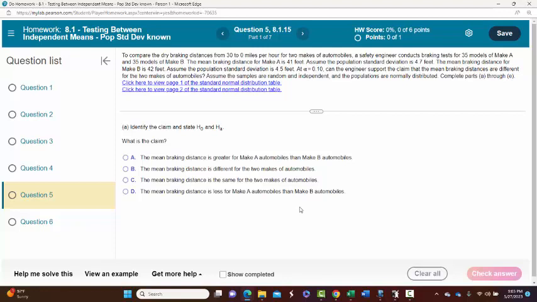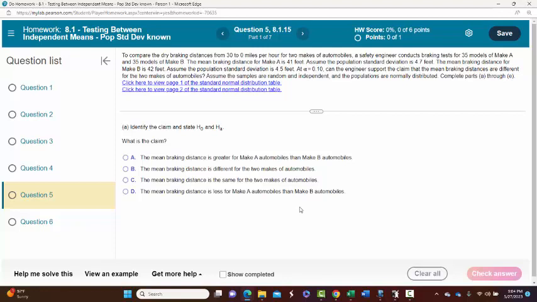We're comparing dry braking distances of 2 makes of automobiles. Safety engineer conducts braking tests for 35 models of make A and 35 models of make B. So make A will be group 1, make B will be group 2. Okay, I won't read all the data there, but at alpha equals 0.10, can the engineer support the claim that the mean braking distances are different for the 2 makes of automobiles?